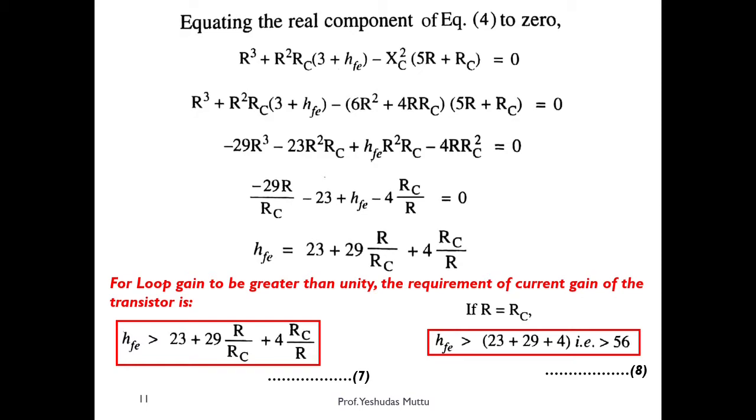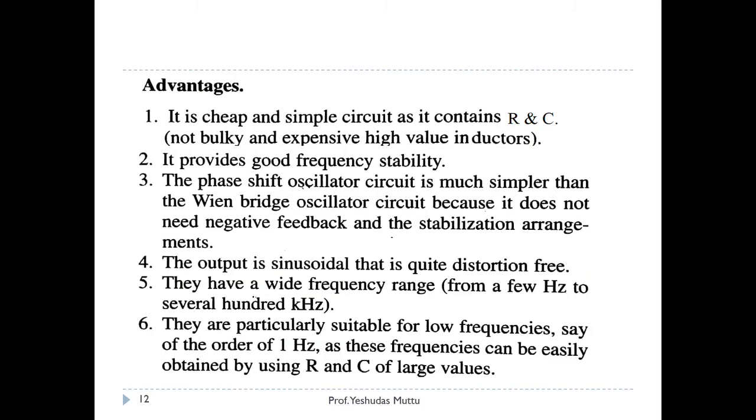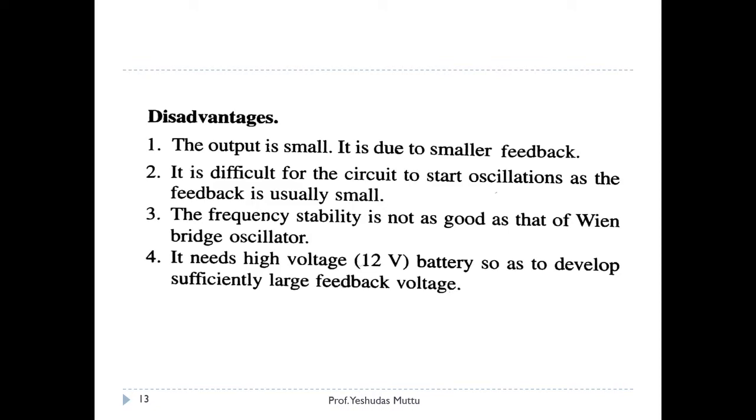Okay, let me call that equation 8. With this the mathematical analysis is complete. These are some of the advantages which you all can go through. Disadvantages, I'll just stress on one because that's required. Frequency stability is not as good as Wein bridge oscillator, which we are going to study next. We are going to see how frequency stability is good over there.